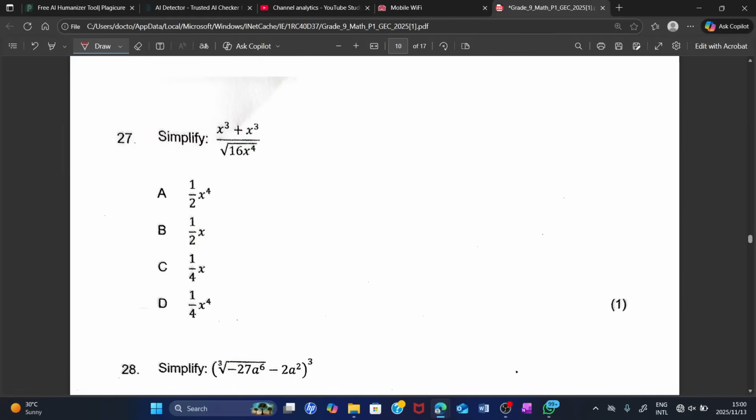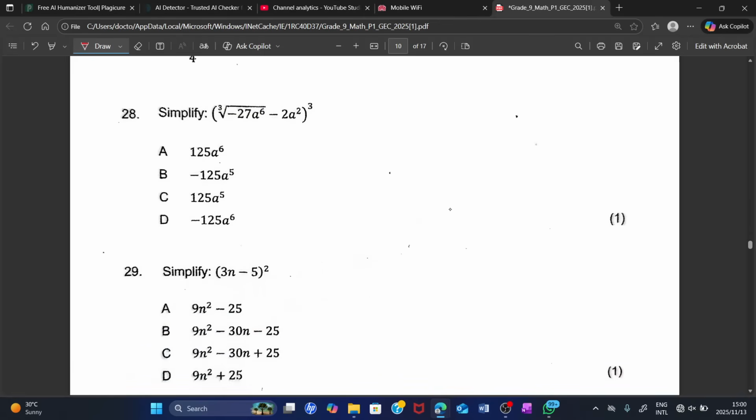Now let's go to question 27. What do we have, class? These are like terms. So it will be 2x to the power of 3 over the square root of 16, which is 4. Here, it's x squared. So the answer will be x to the power of 3 over 2x squared, which is the same as x over 2, which is 1 over 2, yes. So the answer is B. That's it, learners. Let's continue.